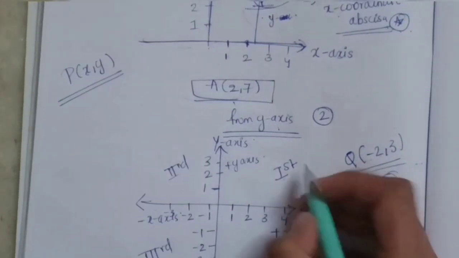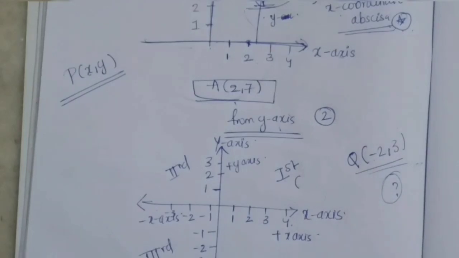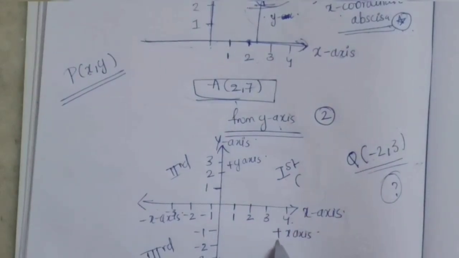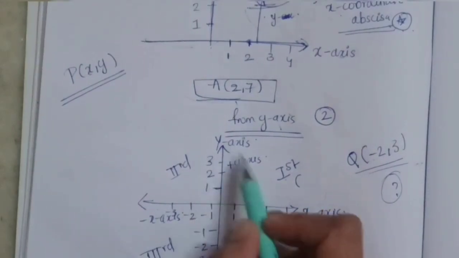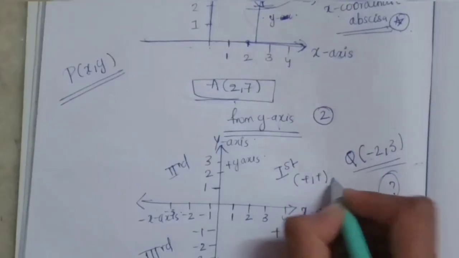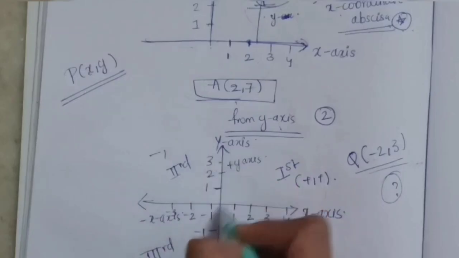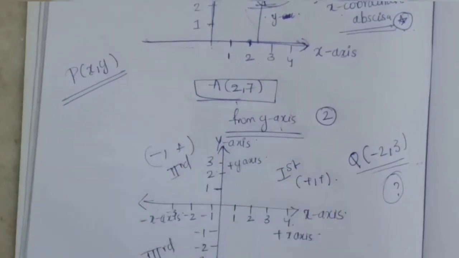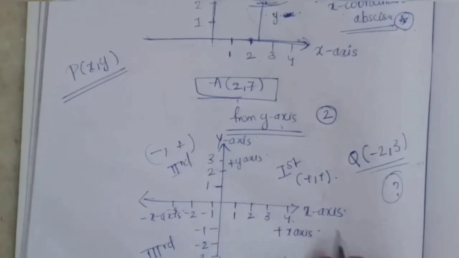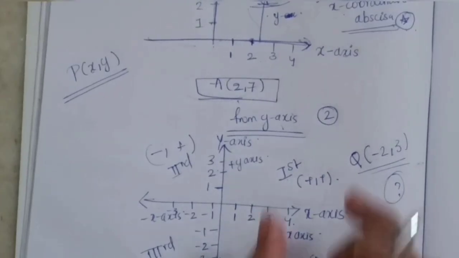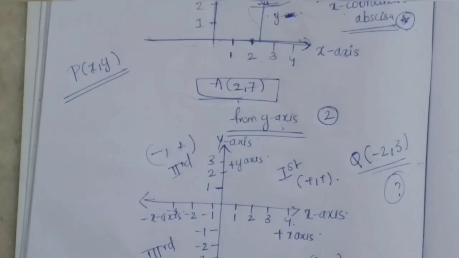First of all, in the first quadrant, the signs of the numbers are: x is positive and y is also positive, so plus comma plus. In the second quadrant, x is negative and y is positive, so minus comma plus. In the third quadrant, x is negative and y is also negative, so minus comma minus. And in the fourth quadrant, x is positive and y is negative, so plus comma minus.